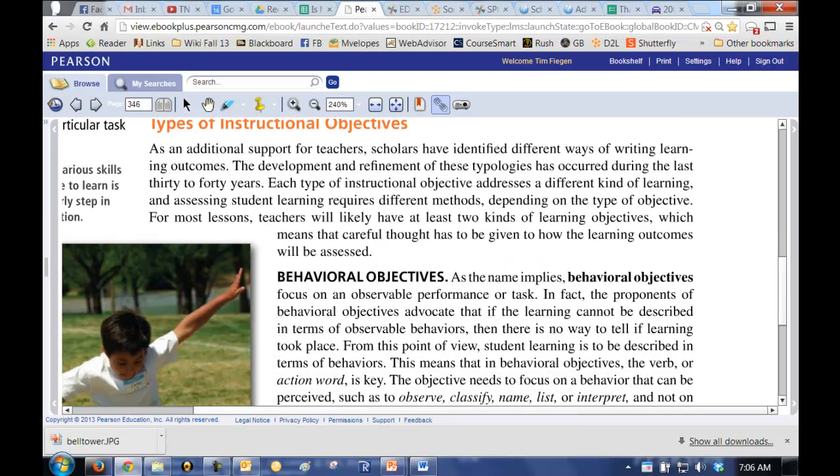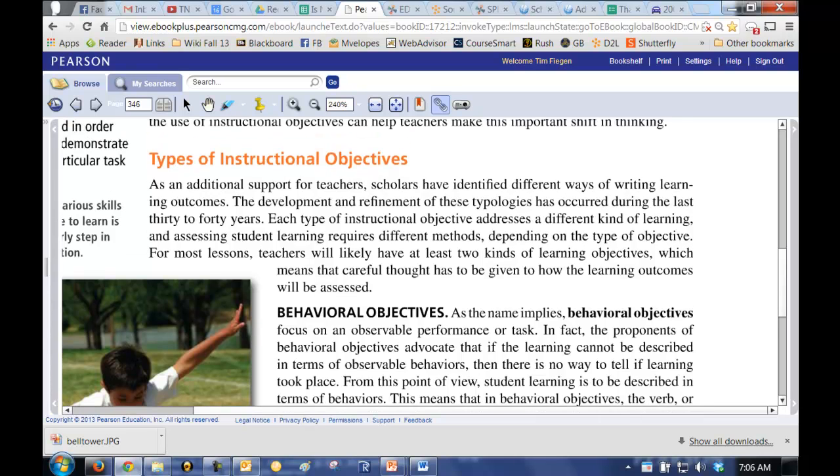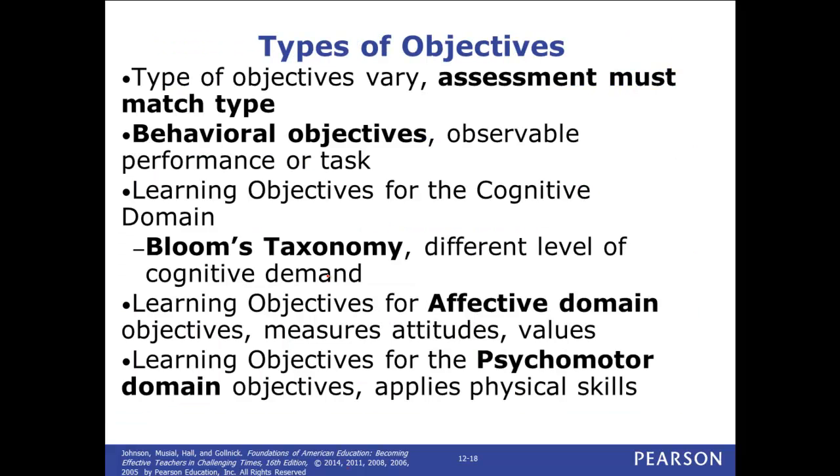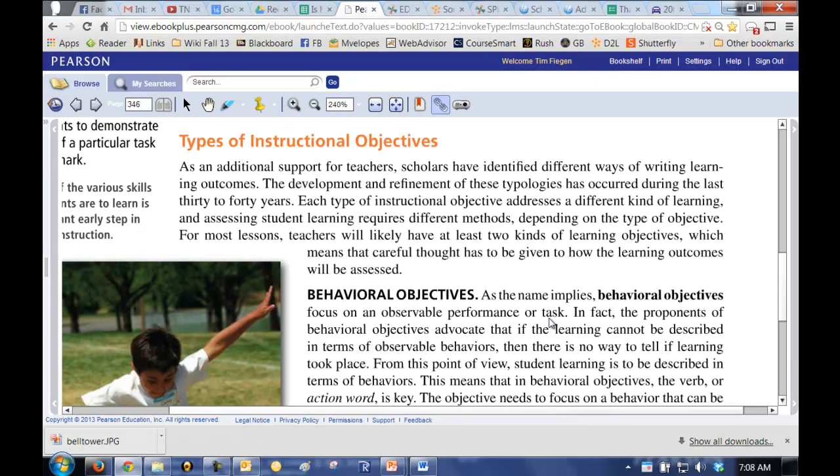So what about these types of instruction? Types of instruction, objectives. And again, here's the terminology, objectives. And we'll look at a number of them here. Behavioral objectives, cognitive domain, and affective domain, and psychomotor domain. So for each class, each instructional time, you would write really two separate objectives.